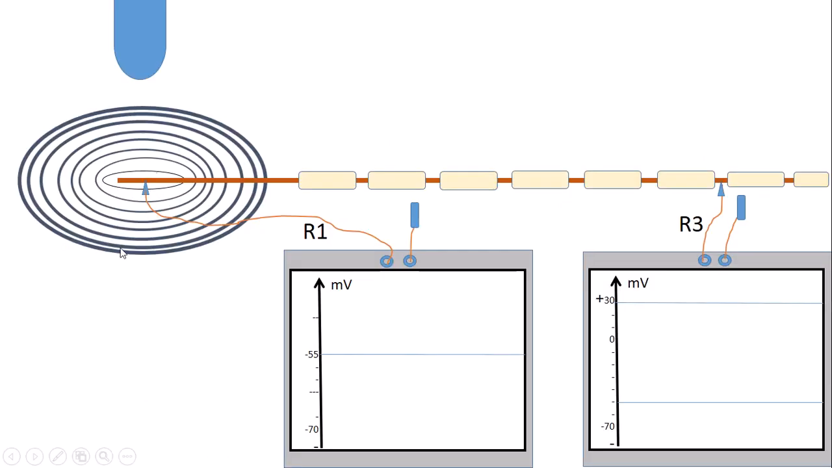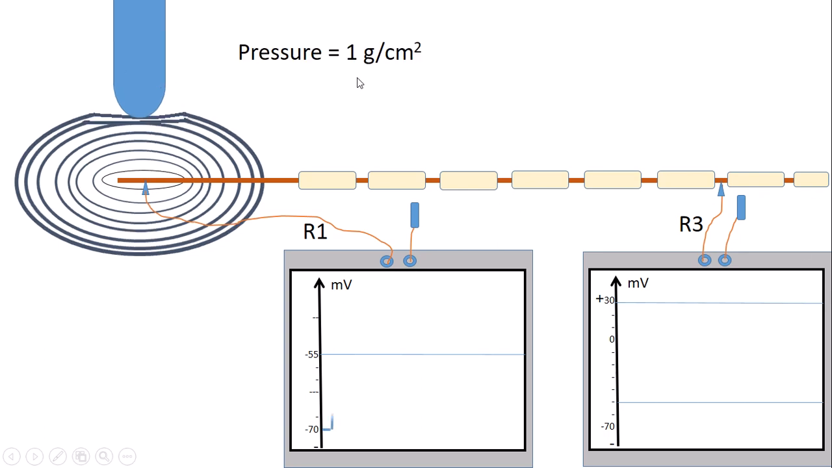So let's now focus on the electrodes R1 and R3. R1 is located again inside the corpuscle, R3 further along the fiber. Let's apply the pressure of 1. We're repeating the same experiment. You notice what happened here. The same result we obtained with pressure 1 gram, no action potential.